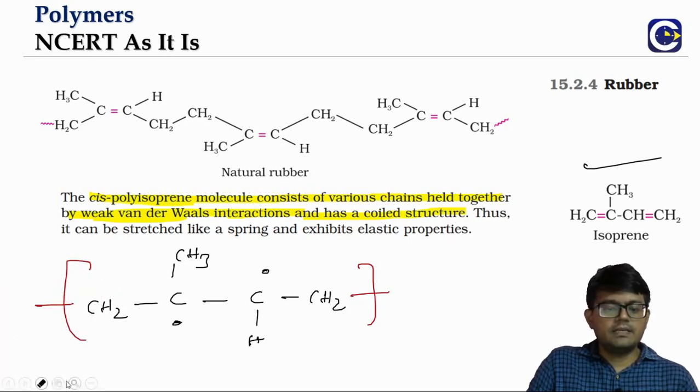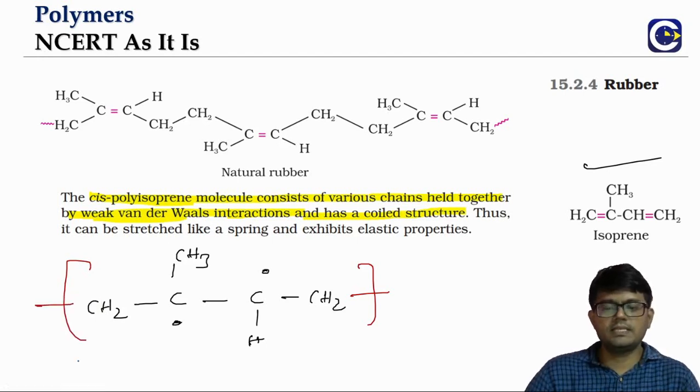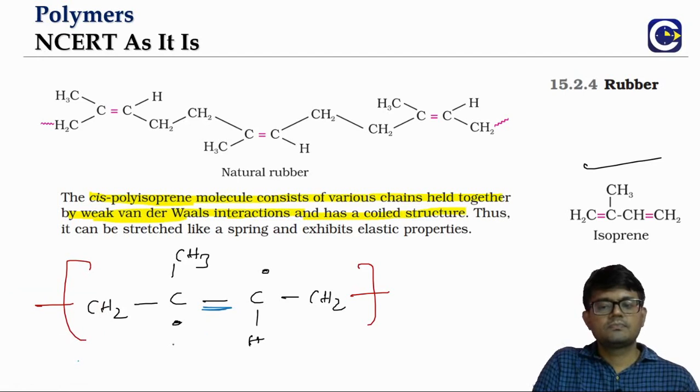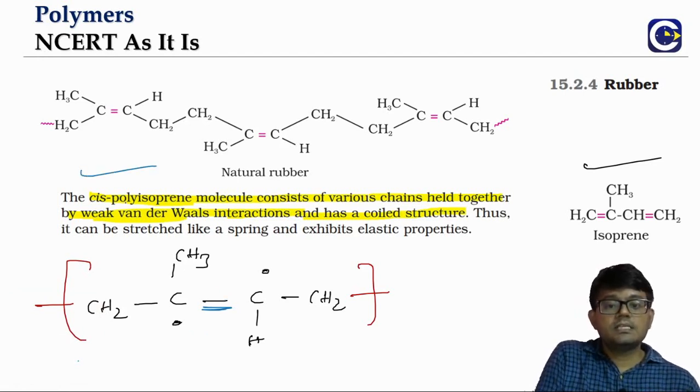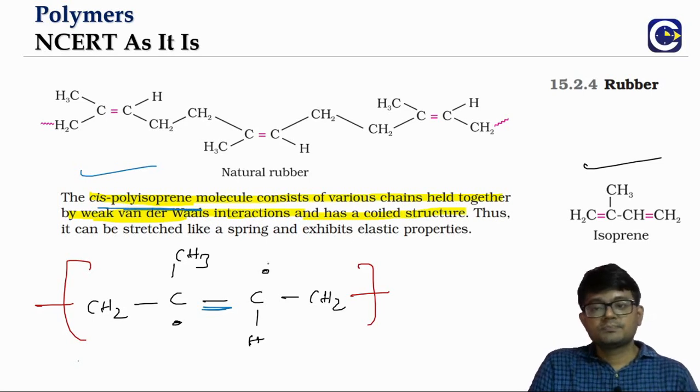Only the middle ones, right? They still have one valency deficit. So what will they do? They will form an additional bond. You see here, they will form an additional bond. So that is what the natural rubber is. What is it? Cis polyisoprene.